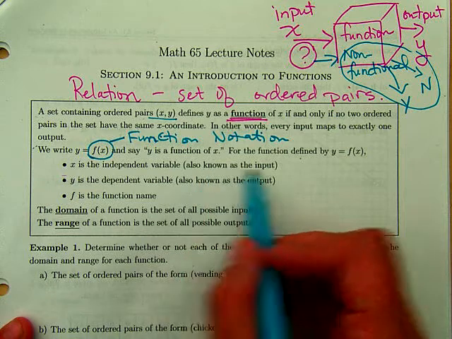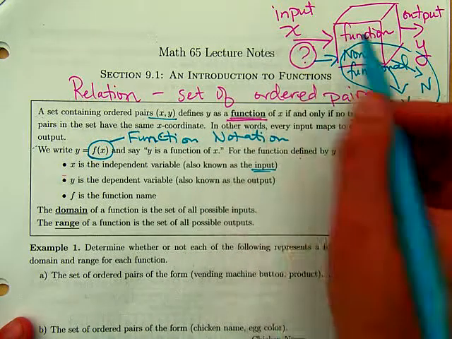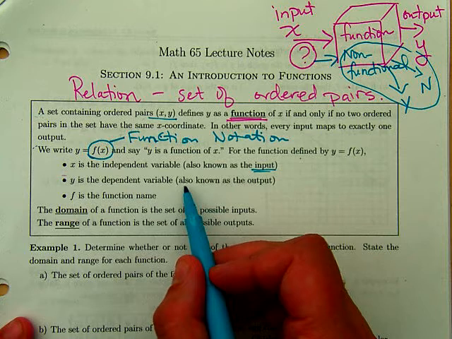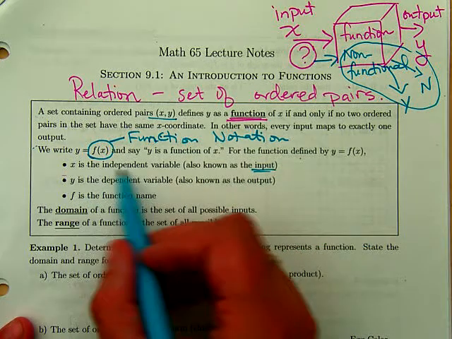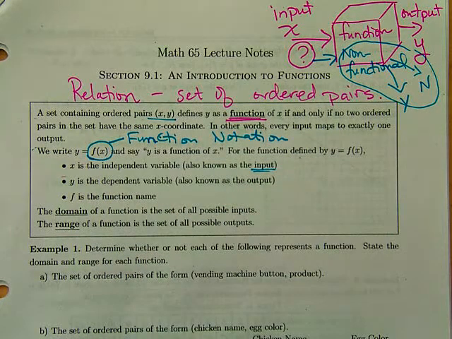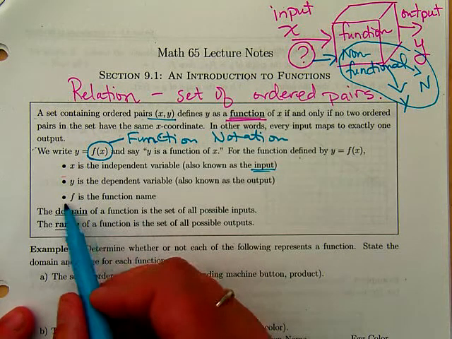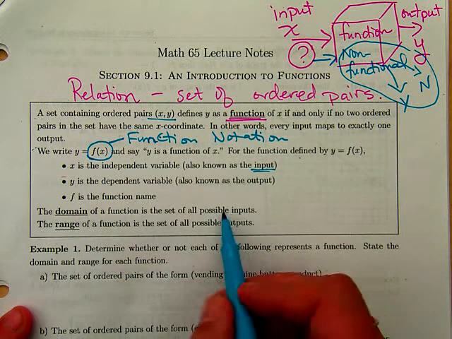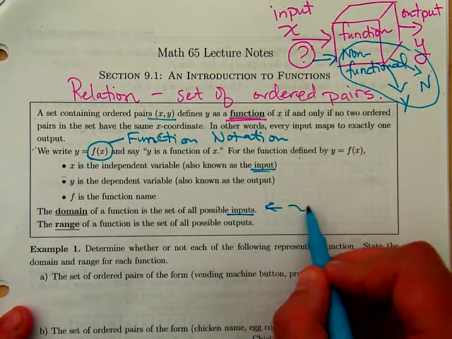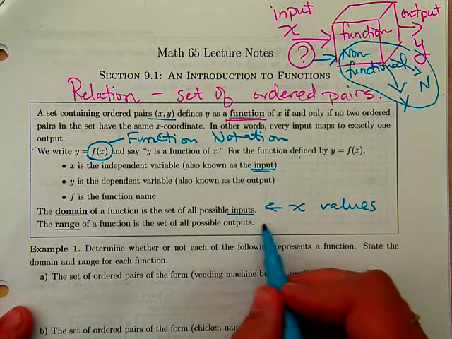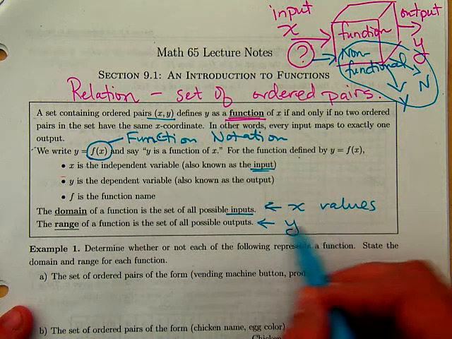X is the independent variable, also known as the input. So what we're putting into the machine. Y is the dependent variable, known as the output. Why is x independent? Well, you can decide whatever x value you want. You can remember when we were doing table of values for graphing linear equations back in Math 60? You could keep putting in different x values, and you get to decide what they are. That's independent. What happens is we get a y value back that depended on x, okay? So f is the function name. The domain is all possible inputs or x values. And the range is all possible y values, the outputs.